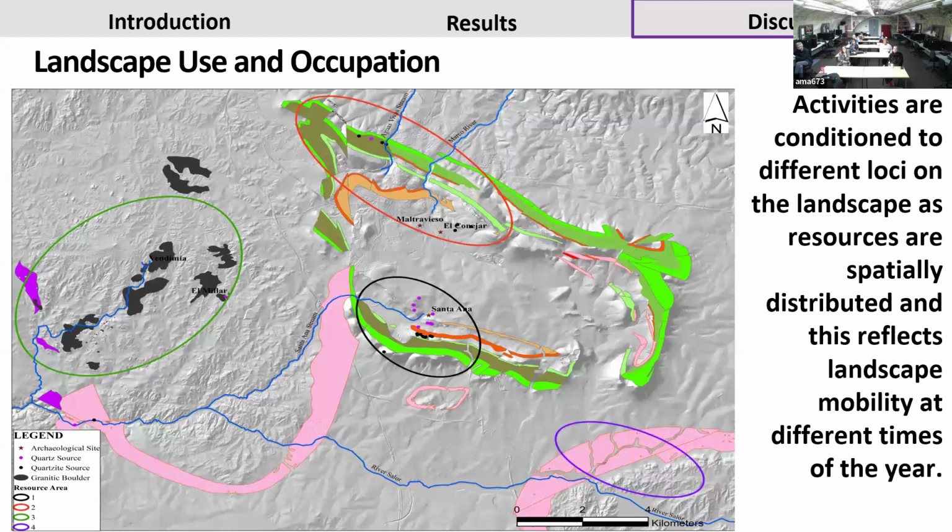So activities are conditioned to different loci in the landscape, depending on what they can get in different areas, whether it is stone tools, animals, or water.